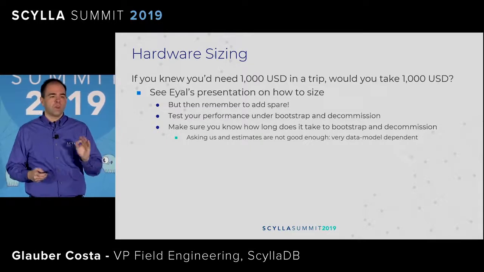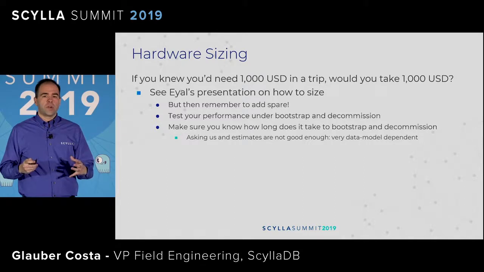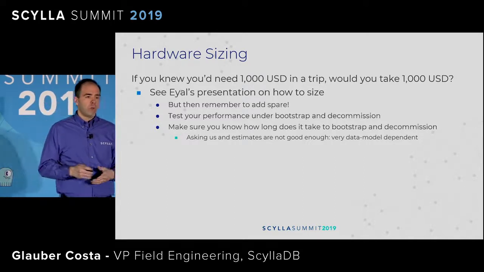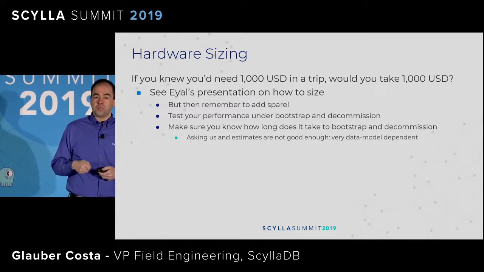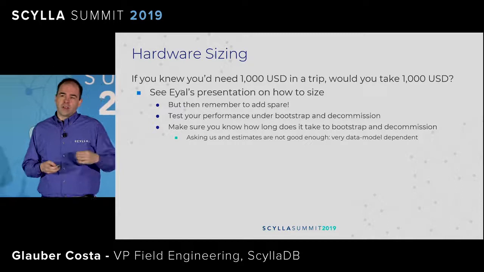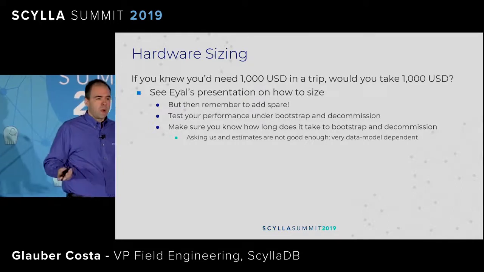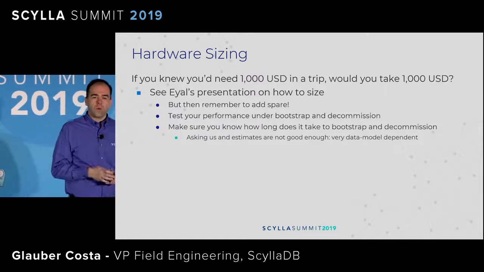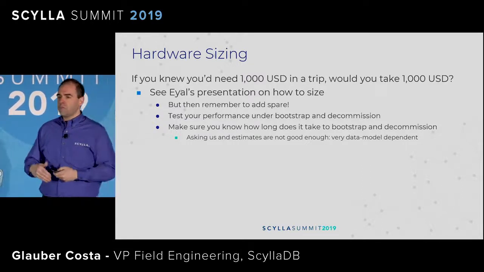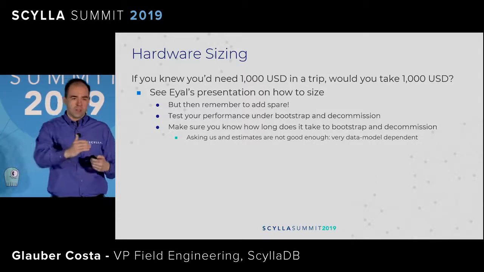But I will highlight one fact, which is a lot of times we see people sizing the hardware as if you were going on a trip in which you plan to spend $1,000 and then you take with you $1,000. If you've ever done it, you know you're not doing it again. Because what happens is that you had an expense that you weren't really counting on, and then where's your money? I run out of money. So when you go on a trip, you always take extra because you know that something is going to happen. You don't know what, but you know that something is going to happen, so you prepare and leave some spare.